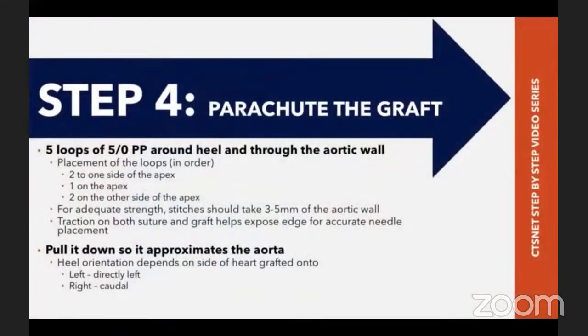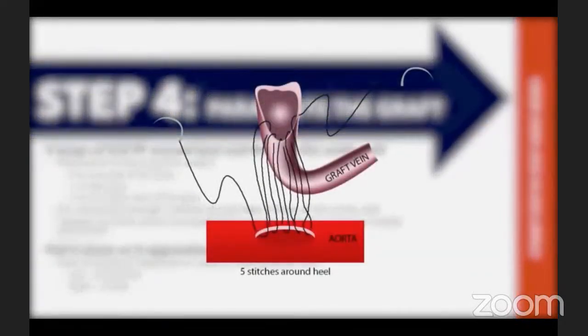Now that we have prepared the graft, we can begin the ligation. We will place 5 loops of 5-0 polypropylene around the heel and through the aortic wall. The stitches should include 3 to 5 millimeters of the aortic wall.